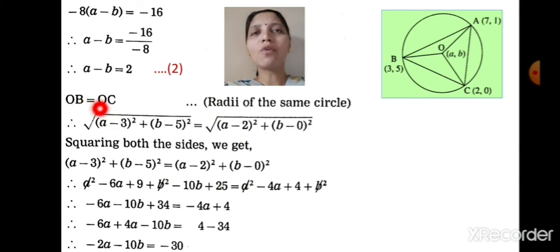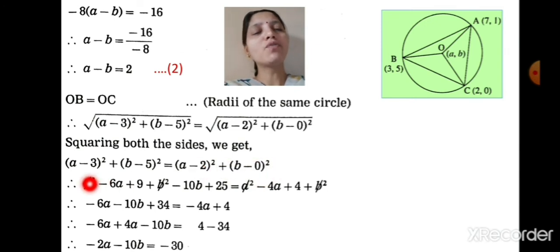Now distance of OB is equal to square root of (a minus 3) whole square plus (b minus 5) whole square. That is equal to distance of OC, which is square root of (a minus 2) whole square plus (b minus 0) whole square. Now squaring on both sides we get (a minus 3) whole square plus (b minus 5) whole square is equal to (a minus 2) whole square plus (b minus 0) whole square.